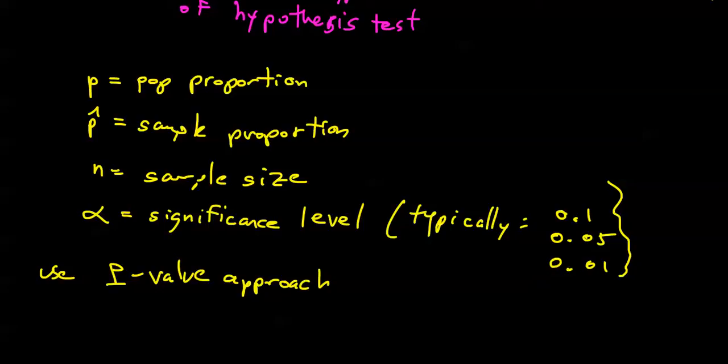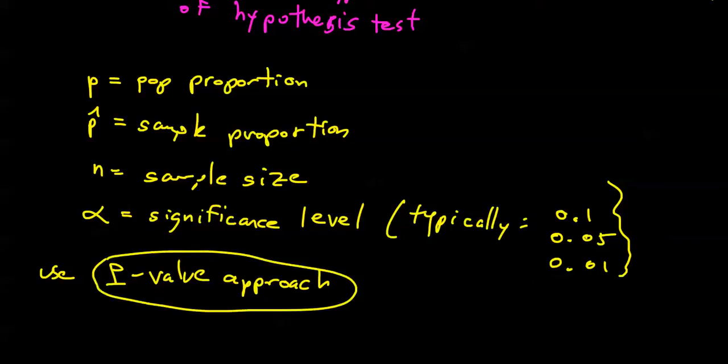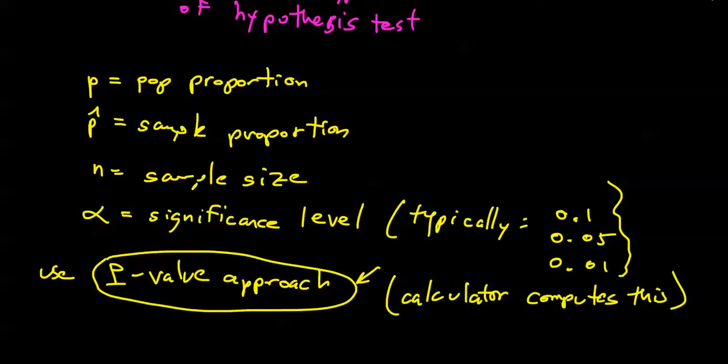In all hypothesis tests in this course, there's a classical approach, some books call it traditional approach, some books call it a critical value approach. But in favor of integrating technology here, we're going to use our p-value approach, and the calculator will compute this for us.